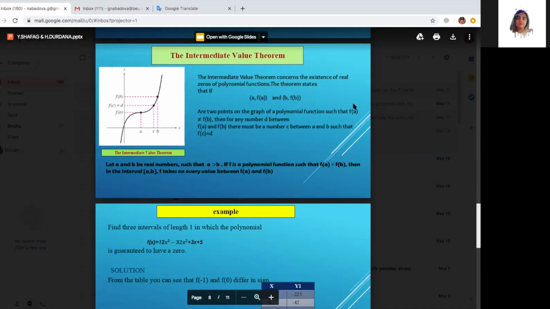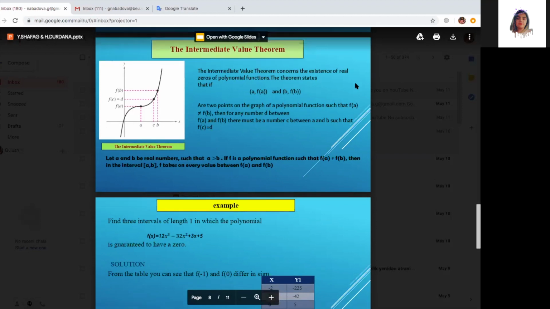The intermediate value theorem concerns the existence of real zeros of polynomial functions. The theorem states that if (a, f(a)) and (b, f(b)) are two points on the graph of a polynomial function such that f(a) does not equal f(b), then for any number d between f(a) and f(b), there must be a number c between a and b such that f(c) = d.